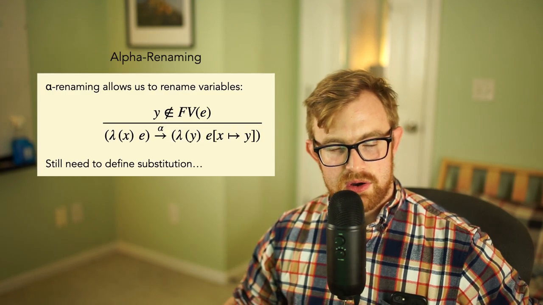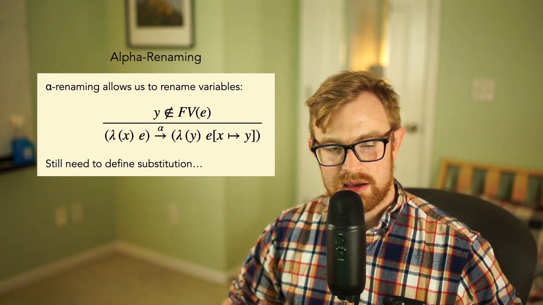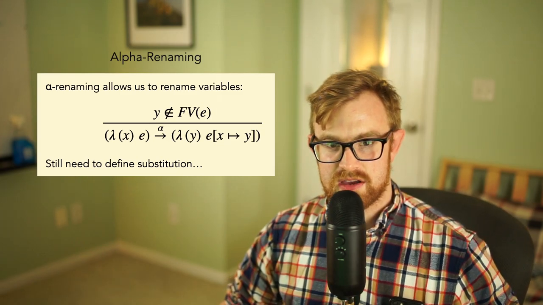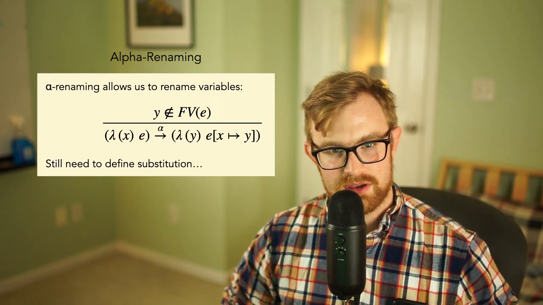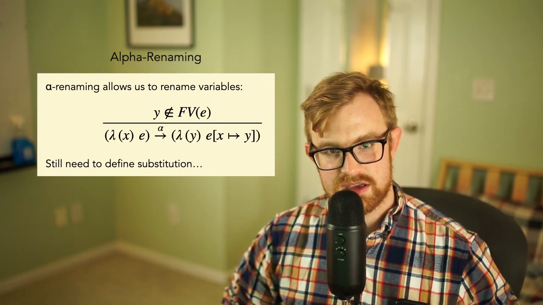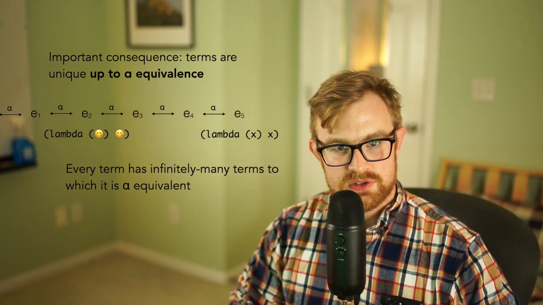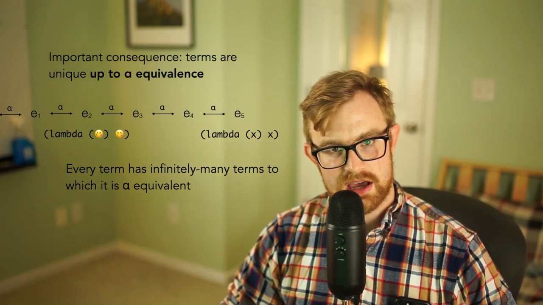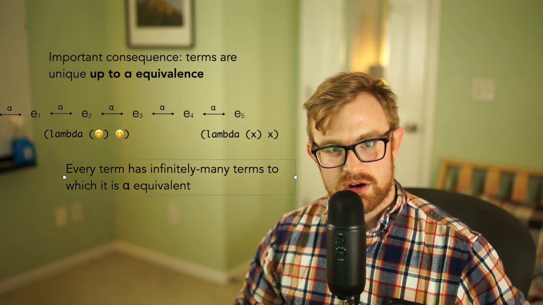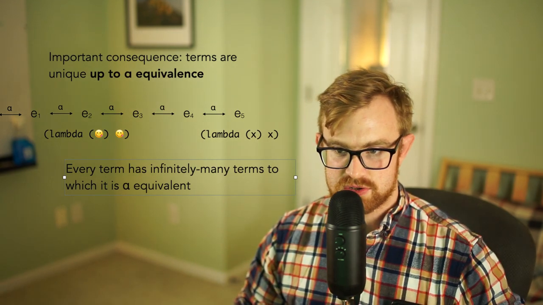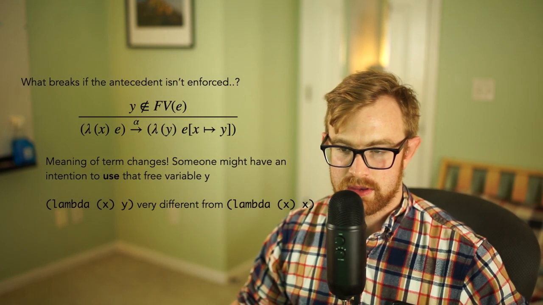And so when we have variables in our lambda calculus, which not all lambda calculi do, although it's pretty weird to not use lambda calculi with variables, you can do it. But if you have variables in your lambda calculus, you naturally need to account for this thing called alpha equivalence. And alpha equivalence just states that terms are all unique up to the equivalence of applying this alpha rewriting transformation. Every term has infinitely many terms to which it is alpha equivalent because we can always just rewrite the variable to be whatever we want using this alpha rewriting rule. All right.